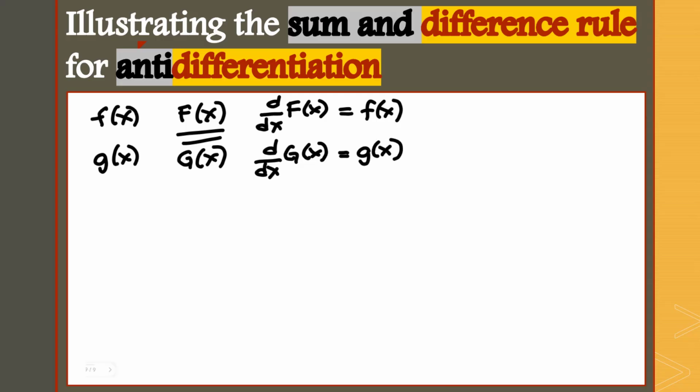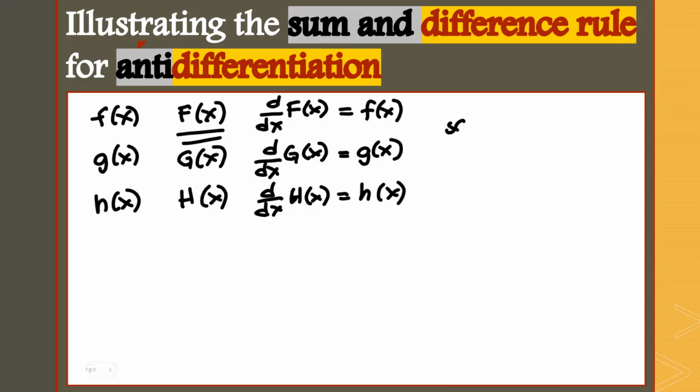And let's say we have h of x, with capital H of x, which would satisfy the same situation. And say that your h of x is actually a combination of your f of x and g of x. Let's use plus-minus because this would work for both the sum and difference of those two different functions. Now, with all of this introduced, let's have the sum and difference rule.